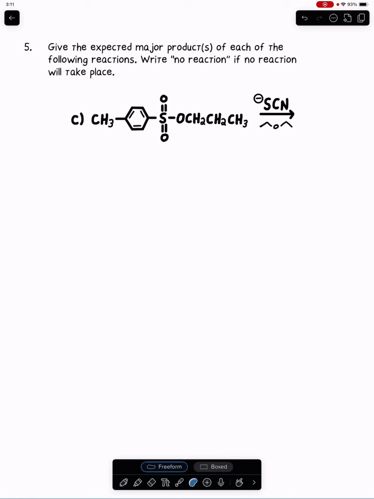In this question, you're being asked to give the expected major product or products of the following reaction. If there is no reaction taking place, write no reaction. All right, so again, we're in lecture 14. We're on the topic of SN2.